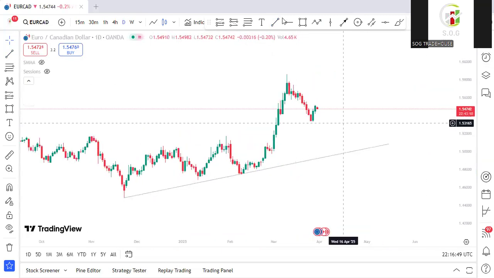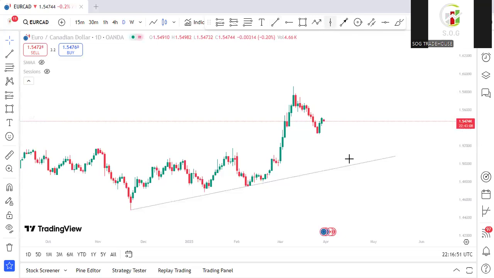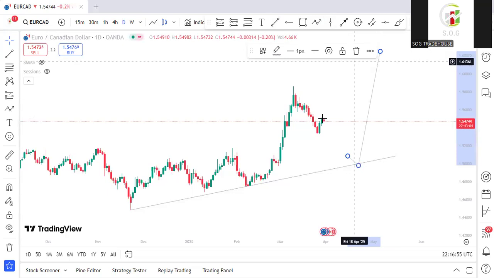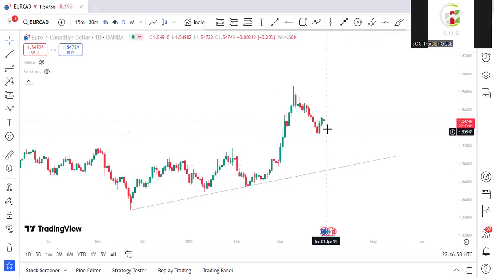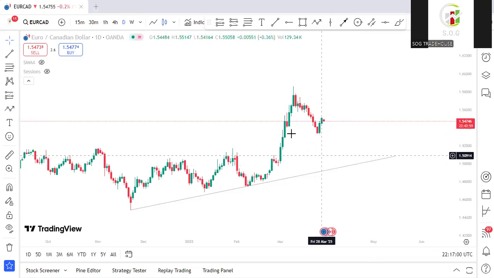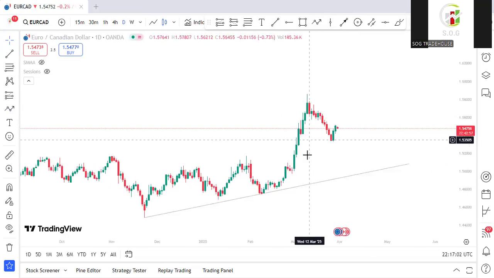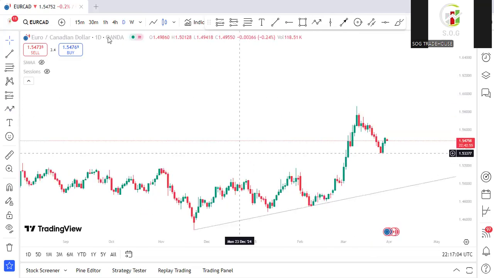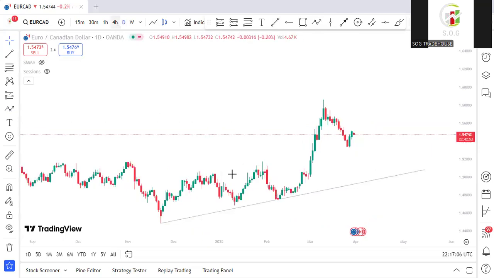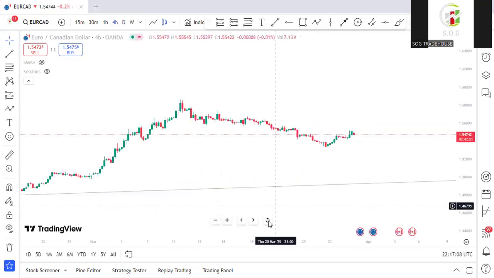So what are we anticipating? We're anticipating the third touch of the trend line to continue with the buy move to the upside. But looking at the current market structure, it is actually far from this trend line. So what do we do? We trade what we see, not what we think. So let's go down to the 4-hour time frame to see how we can join the move to the upside.